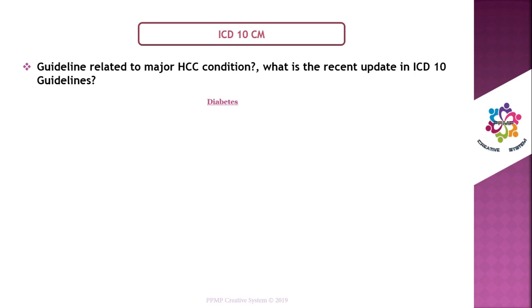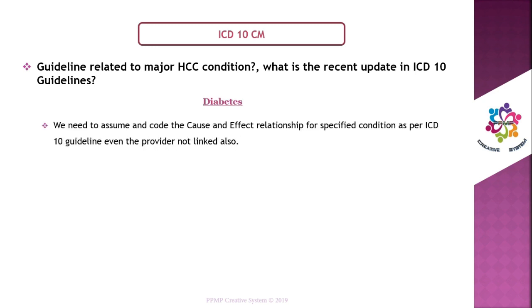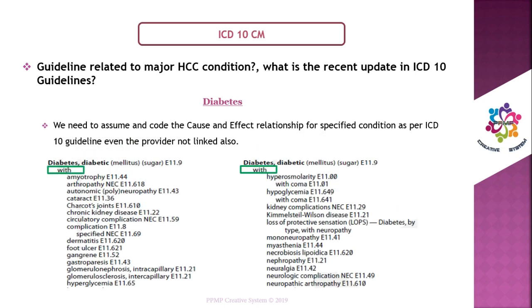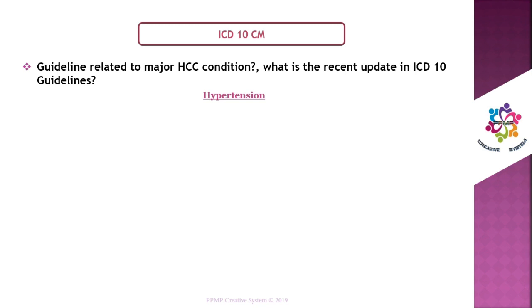Diabetes. We need to assume and code the cause and effect relationship for specified conditions as per the ICD-10 guideline, even if the provider has not linked them. The example conditions we listed below. Here "with" denotes "due to". For example, the patient has DM and CKD. Here no cause and effect relationship is mentioned by the provider. But as per the ICD-10 guideline, we need to link CKD due to DM, so the ICD-10 code will be E11.22.